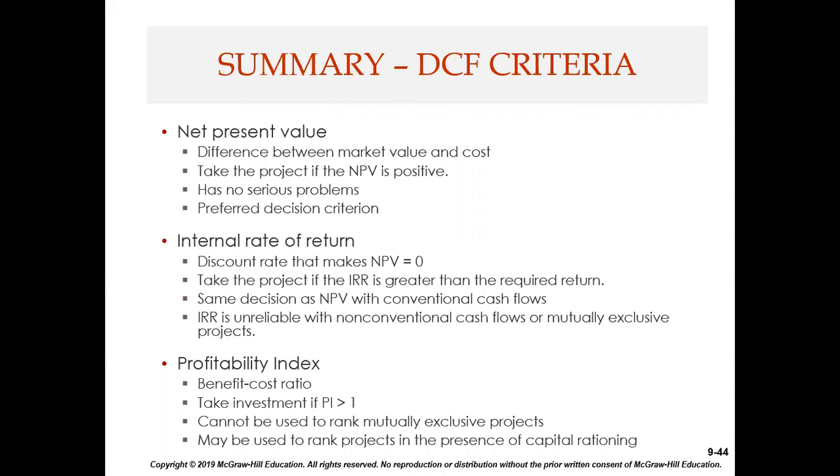The profitability index, this is a benefit to cost ratio. So we take the present value of those future cash flows divided by the cost. If that result is greater than 1, we take on the investment. It's hard to use to rank mutually exclusive projects. It may be used to rank them when there's capital rationing occurring, meaning we only have so much money for projects.